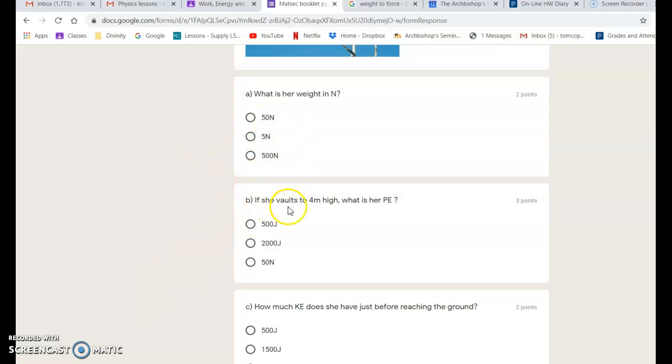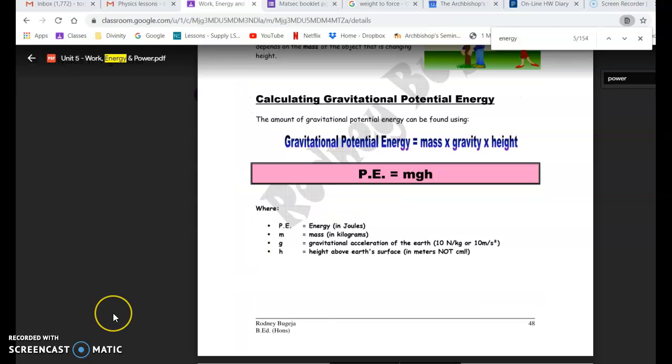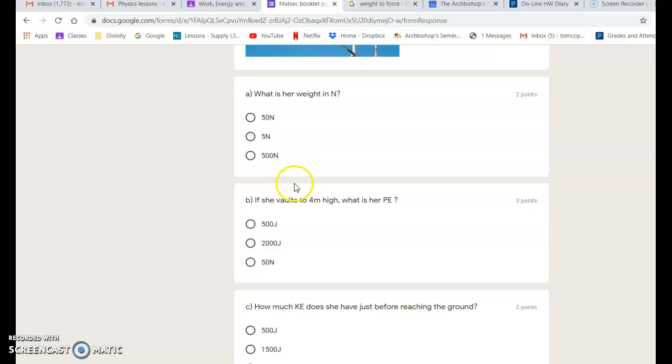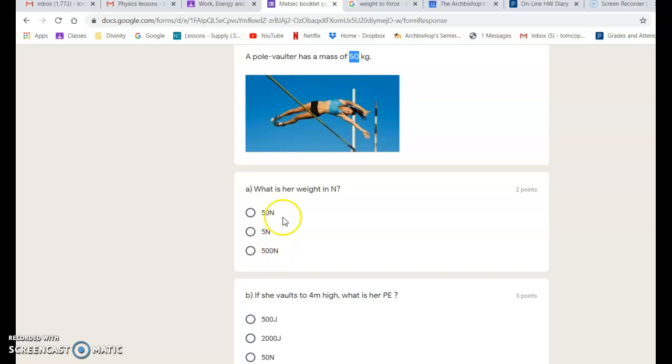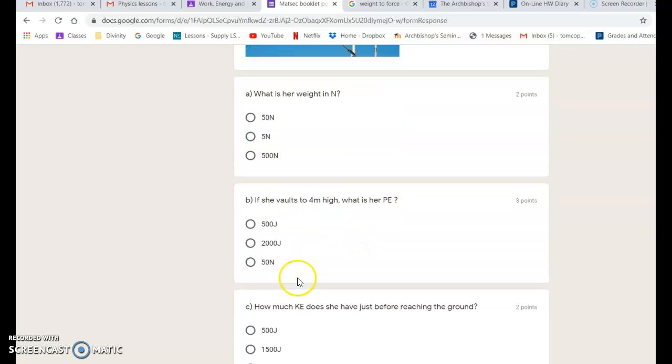Now, if she vaults to 4 meters high, what is her potential energy? We know that potential energy is equal to mass times gravity times height. Since we already did mass times gravity in the first one to find the answer, we can use the answer of this and times it by 4. That's what you have to do for this. So the answer of A times it by 4, and you have to find the answer from these three.